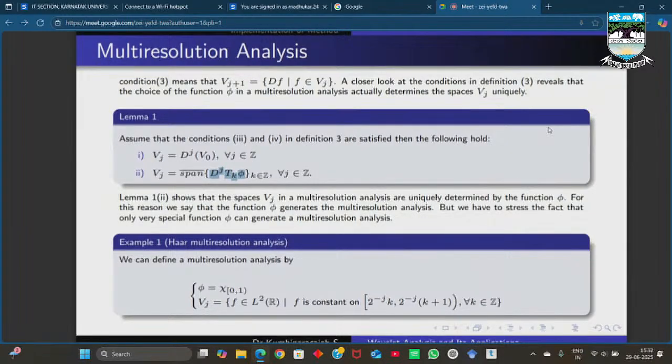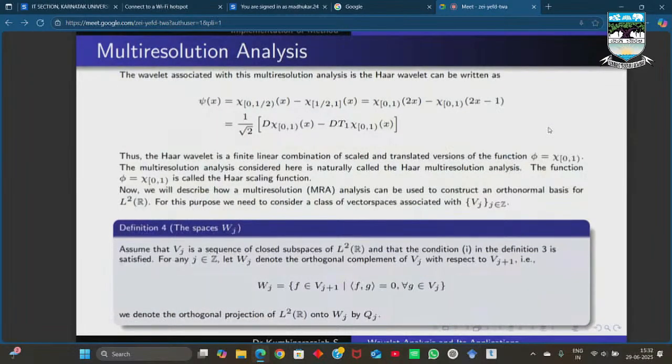And next, from this property, easily we can say that the Haar multi-resolution analysis, let's say psi, is going to be defined on [0, 1], which is a characteristic function defined on the unit interval, and the Vj can be defined. So any f belonging to your Hilbert space, those functions are going to be constant on this interval. Therefore, the Haar system satisfies this multi-resolution analysis.